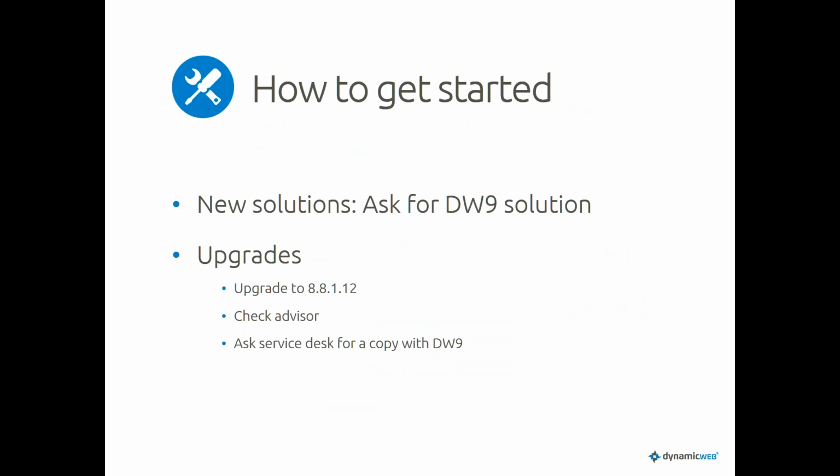So how do you get started? When you order a new solution or build a new one, you can just ask support to start on Dynamicweb 9. If you're a developer, you can also just download it on the doc site that we just saw. It's available for download already, and there's also an installation guide. And if you upgrade, as I just told you, upgrade to 8.9.1.12, check the advisor and ask the service desk to copy your solution and move it to Dynamicweb 9. They will do that for you as you're used to.